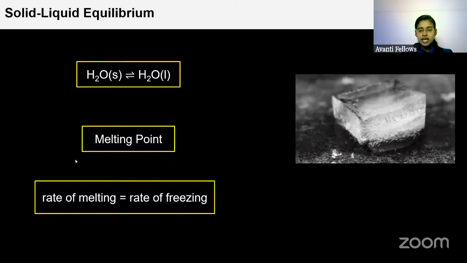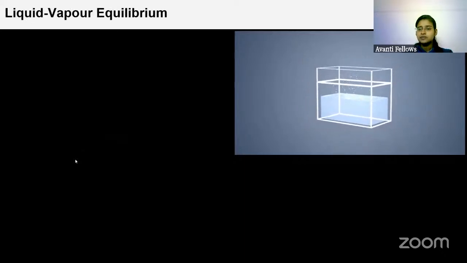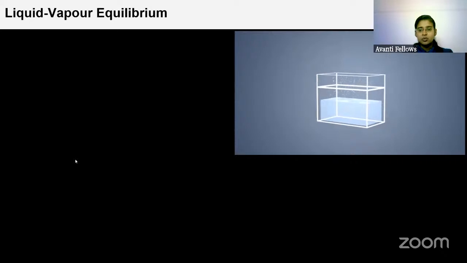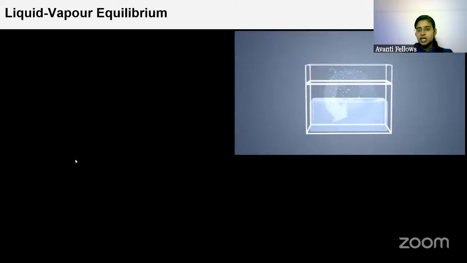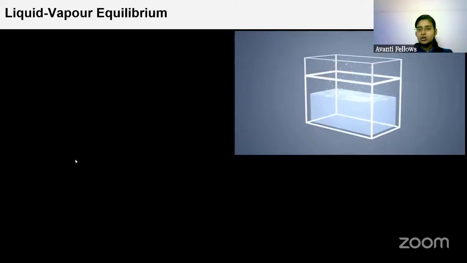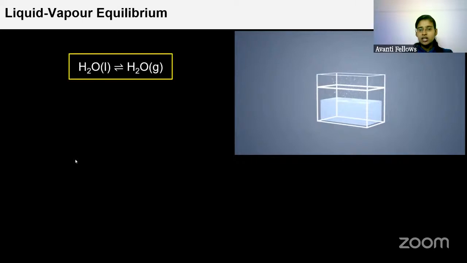Now let us go for the second type, liquid-vapor equilibrium. What is this? We have water inside a container, and if you notice this very keenly, some of the vapors are coming out from the container, right? Can you all see the vapors coming out from the water? So the liquid is getting converted to gas, and again the water vapor can be condensed to form the liquid.